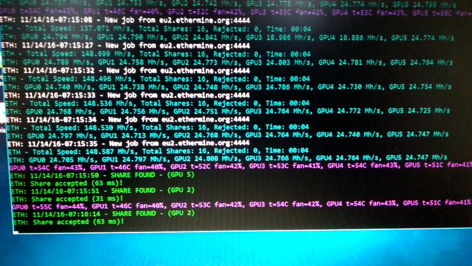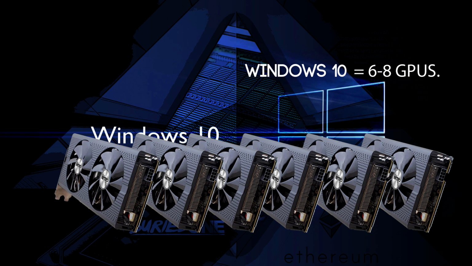And this is the solution for code 43. Install Windows 10 and you can add 6 to 8 GPUs. So I hope this was helpful, and in the future it should help a lot of people in this video.